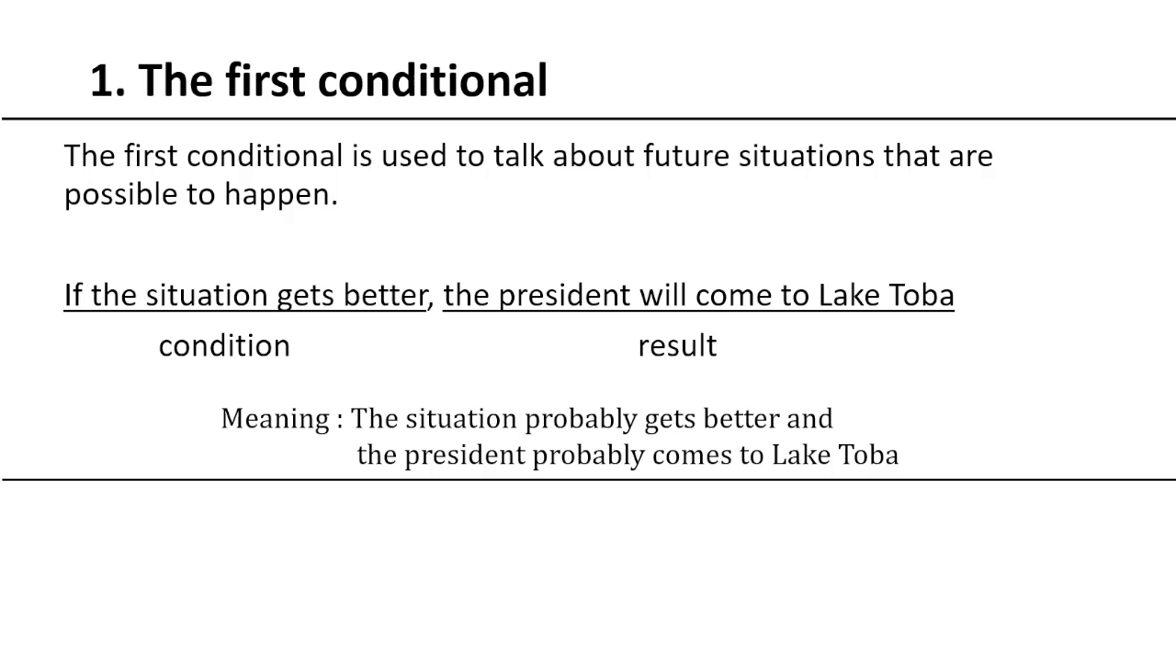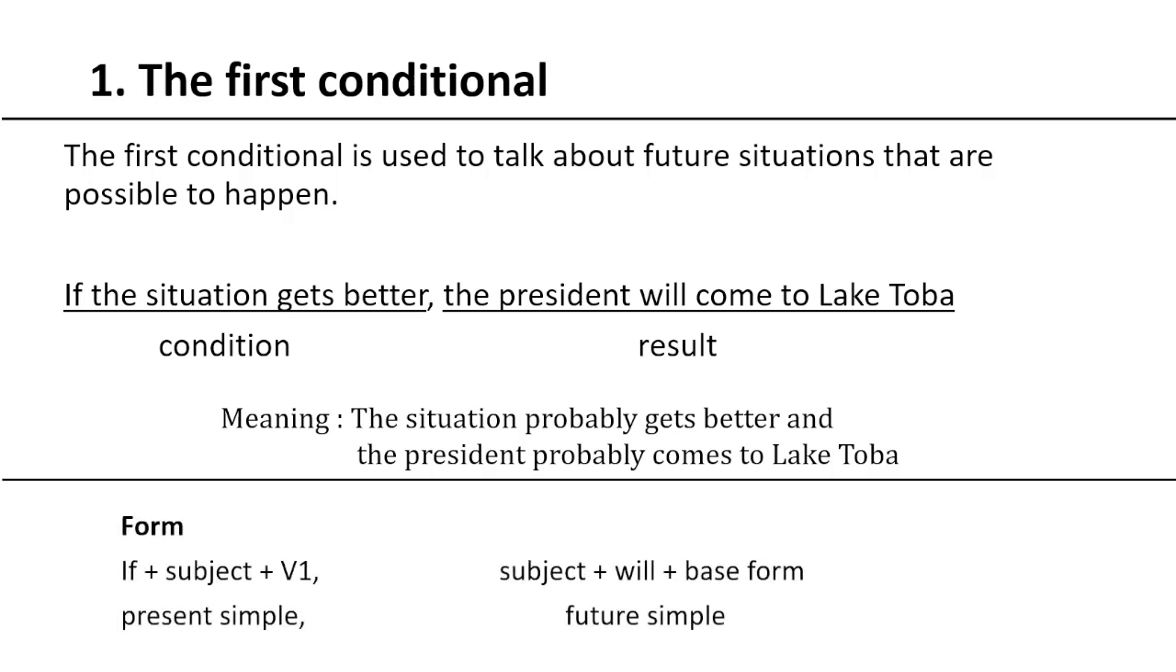Let's look at the form. The form: if plus subject plus verb 1, that's the if clause. And then the main clause, subject plus will plus base form. Or in the if clause, we have present simple, and then in the main clause, we have future simple. Look at the example. We have if, subject, the situation, and verb 1, gets. And then the main clause, we have subject, the president, and will, and base form, come.